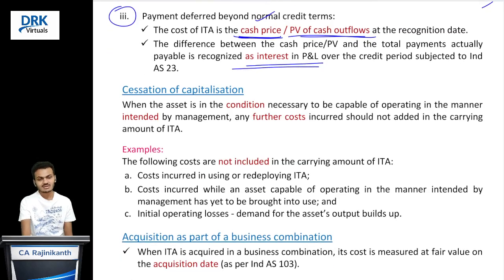Right? Sir, we are discussing what are all the costs that can be capitalized and what cannot be capitalized. That is fine. How long should we capitalize? Is there any point after which we should cease the capitalization? Yes, the standard is saying that once an intangible asset is in the intended condition, any cost incurred thereafter, we should not capitalize. We should expense it to profit and loss account. So that is what the standard is saying. Are you clear with this?